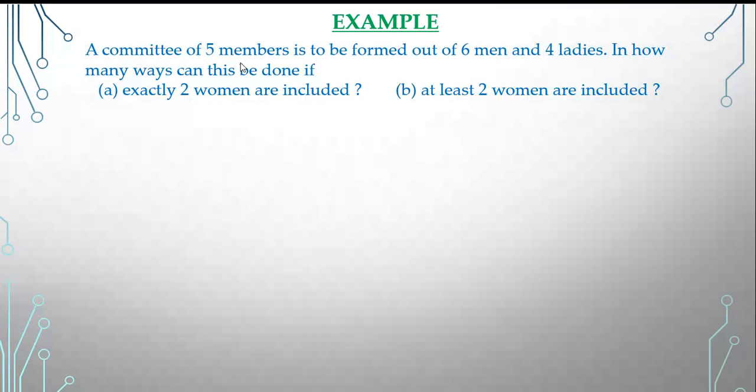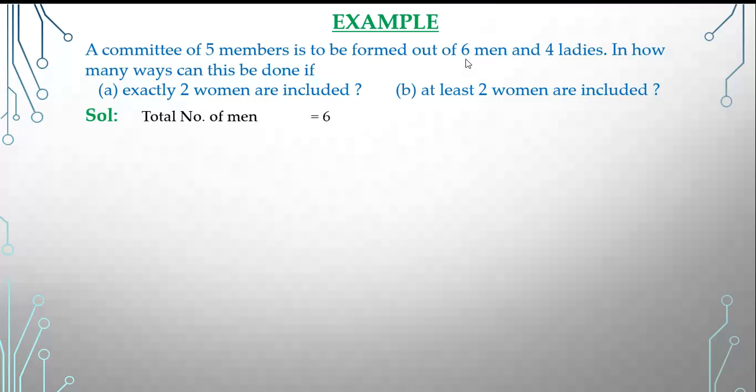A committee of 5 members is to be formed out of 6 men and 4 ladies. In how many ways can this be done, if the first case is that exactly 2 women are included, and the second is that at least 2 women are included. So here again we have to make a committee of 5 members out of 6 men and 4 women. It is not specifically mentioned which man or which woman we need to choose, so we choose 5 members at random, meaning we can take any man or any woman. So we use combinations here.